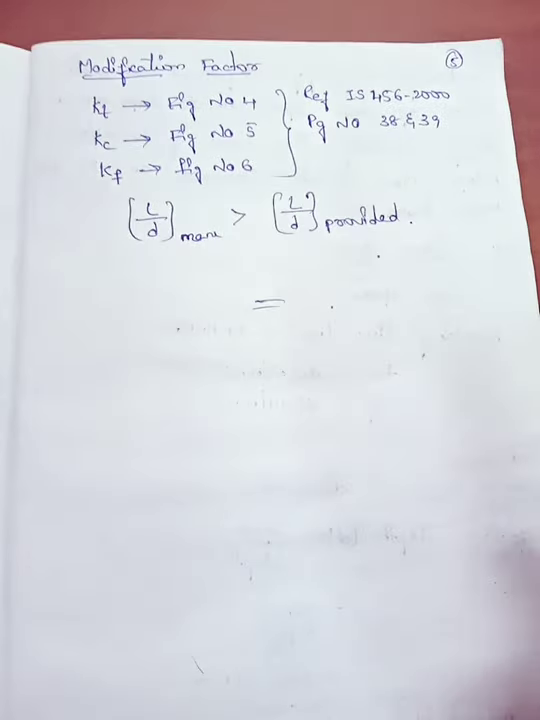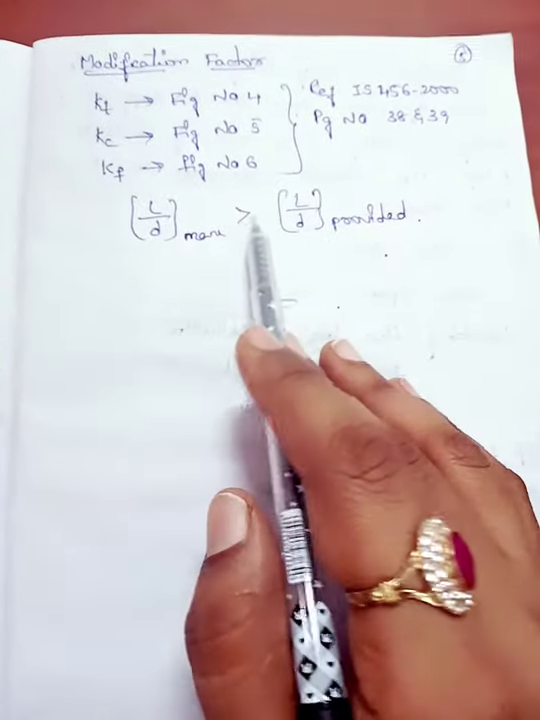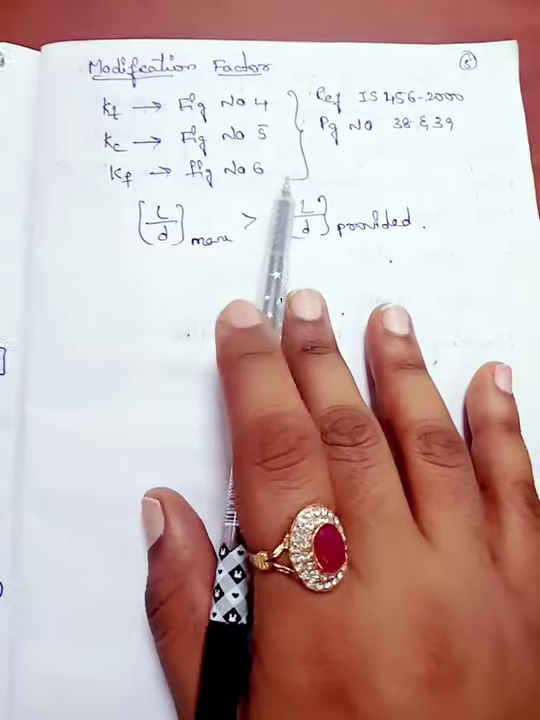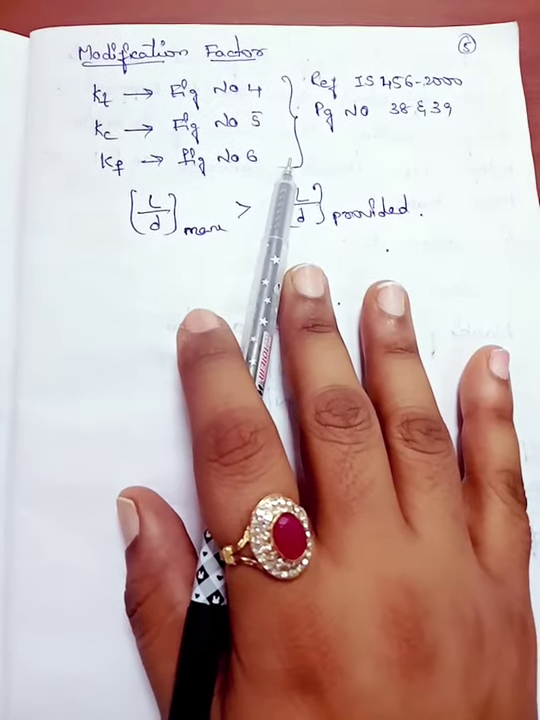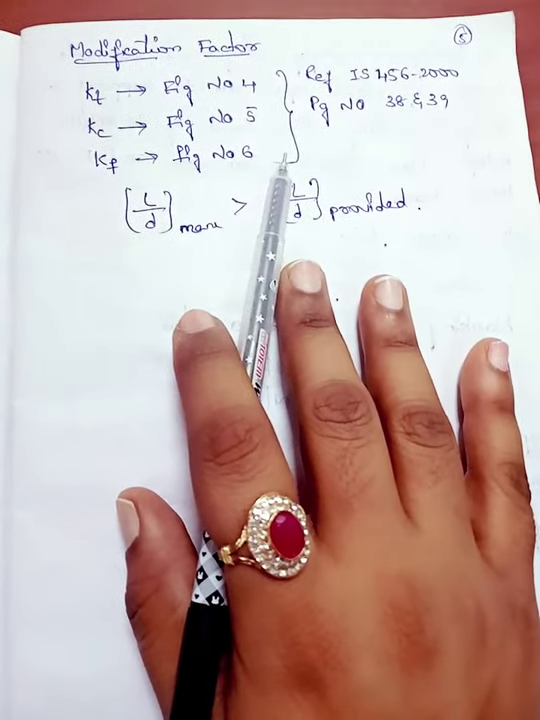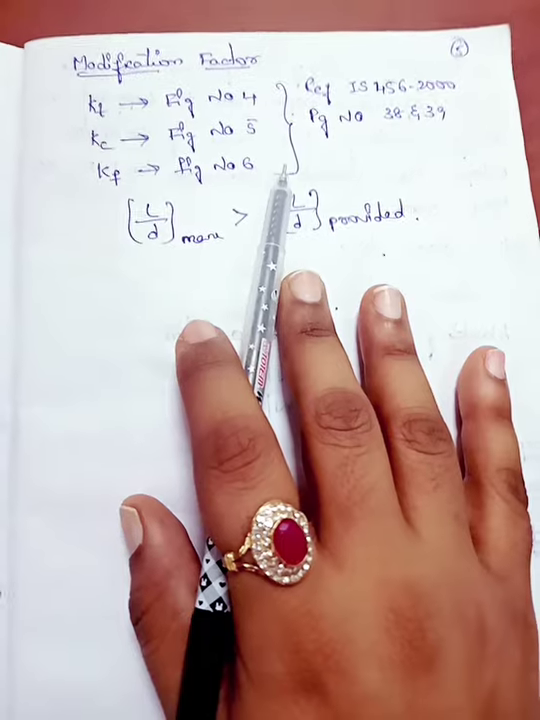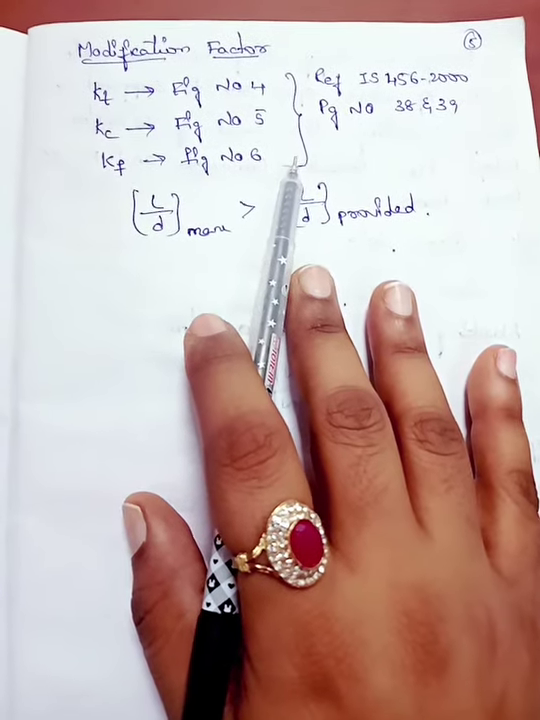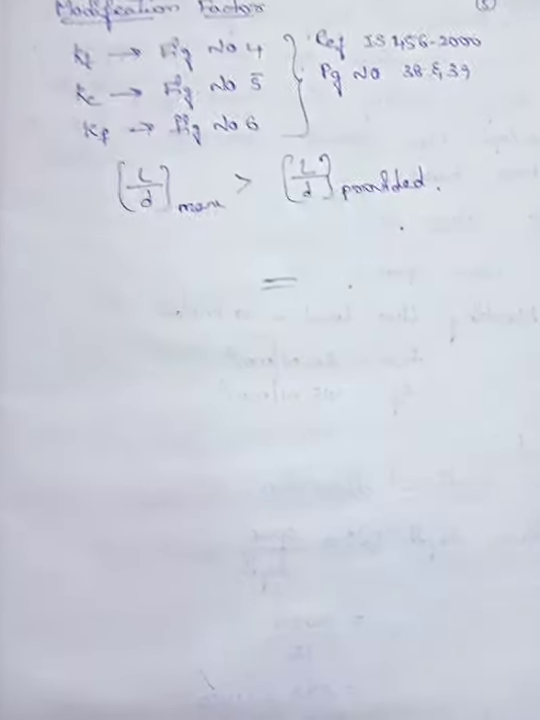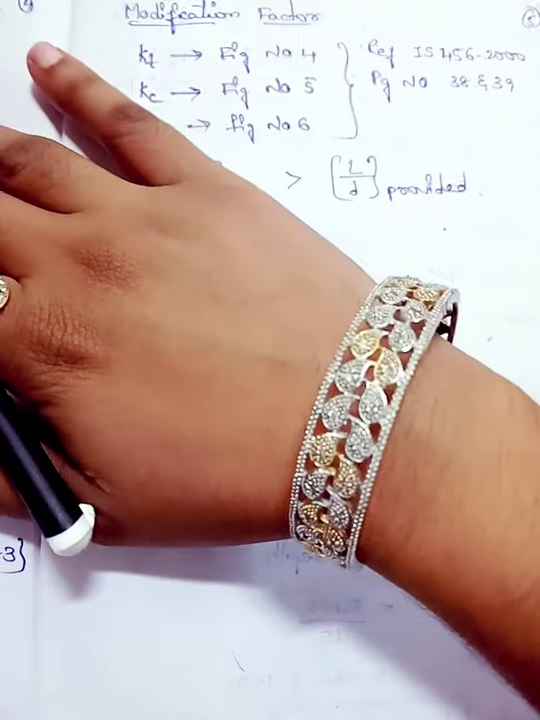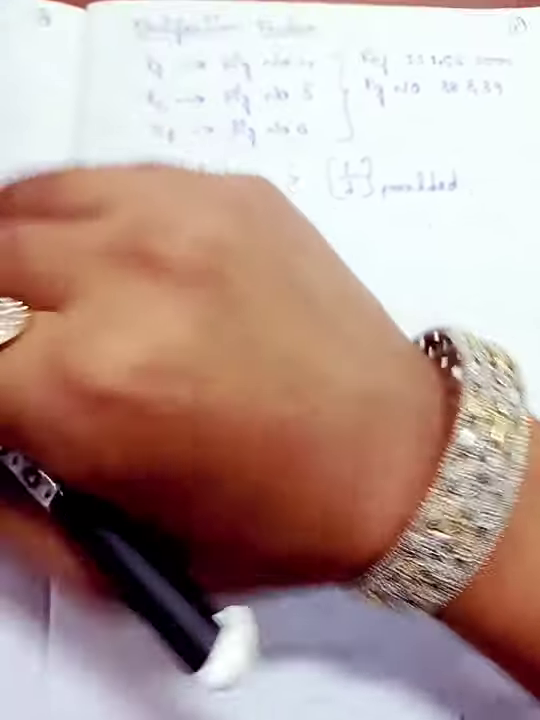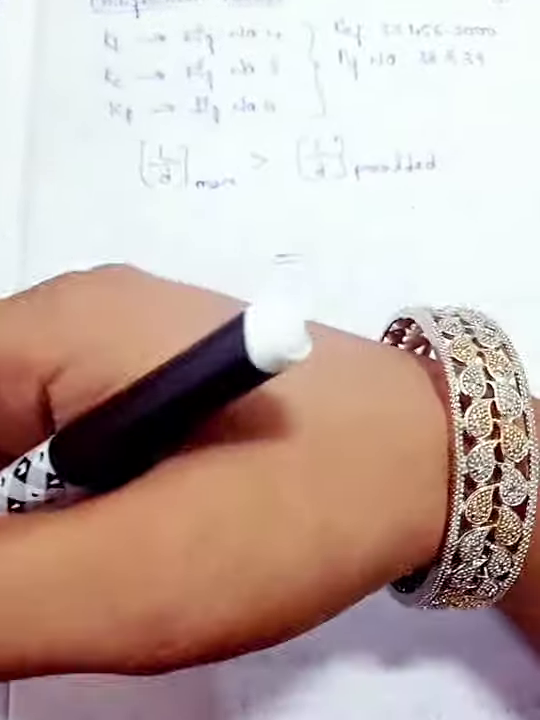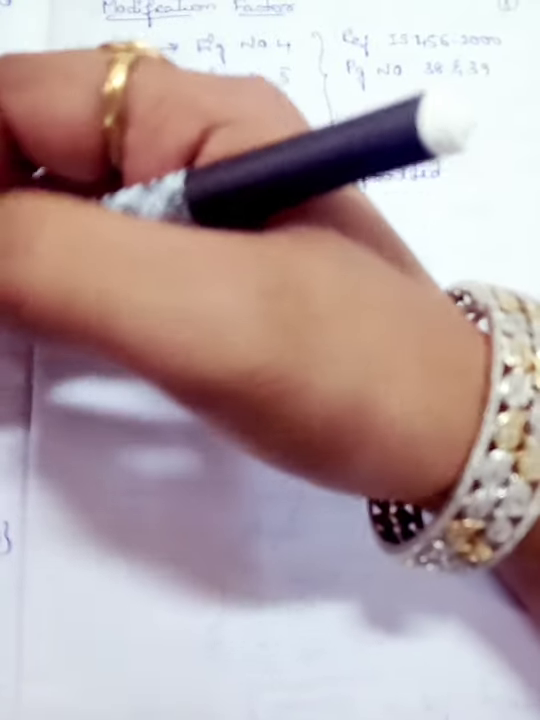Just now I have shown. If L by d max is greater than L by d provided, then it is safe against deflection control. In shear stress, if tau v is less than tau c, then it is safe against shear stress also. Whatever we have designed, the complete beam, should satisfy this. So that is the check for shear stress and check for deflection control.